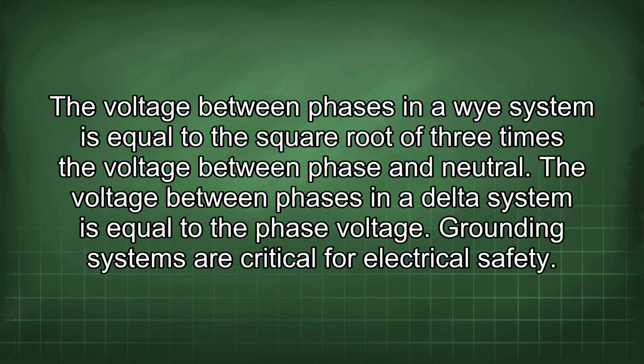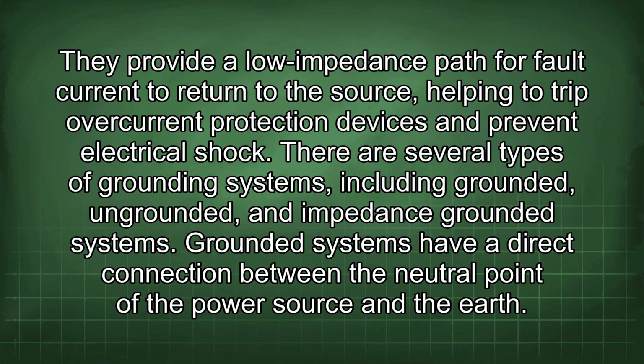Grounding systems are critical for electrical safety. They provide a low impedance path for fault current to return to the source, helping to trip overcurrent protection devices and prevent electrical shock. There are several types of grounding systems, including grounded, ungrounded, and impedance-grounded systems.